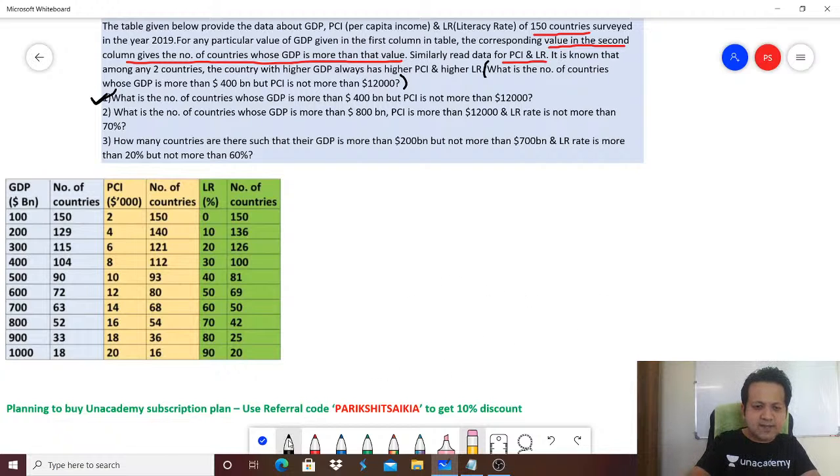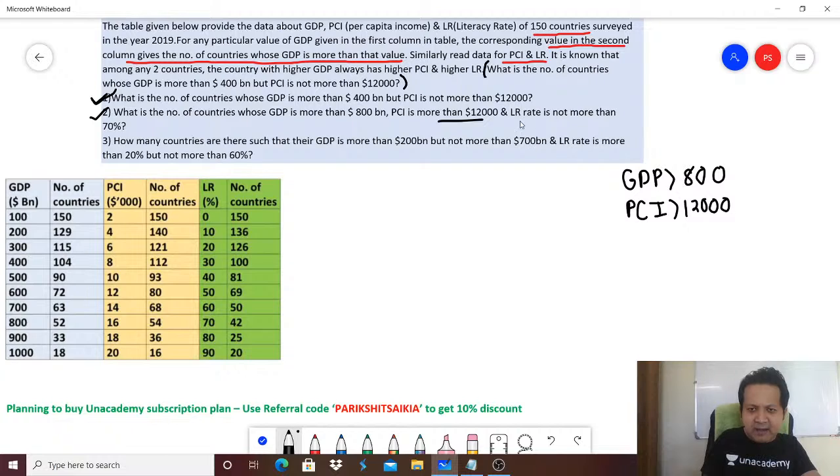What is the second question asking? Number of countries whose GDP is more than 800. So GDP, they are saying greater than 800. PCI is more than 12,000, so per capita income should be greater than 12,000. And LR is not more than, which means less than or equal to 70%. This is what your diagram has to be. The three conditions need to be satisfied.